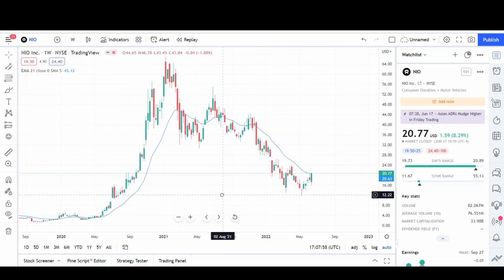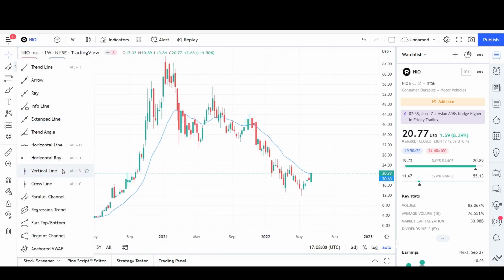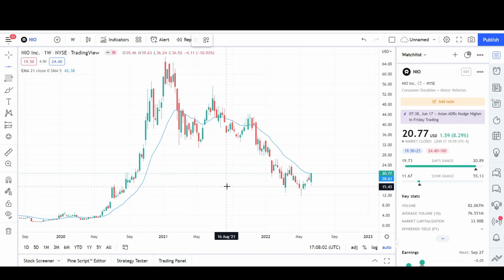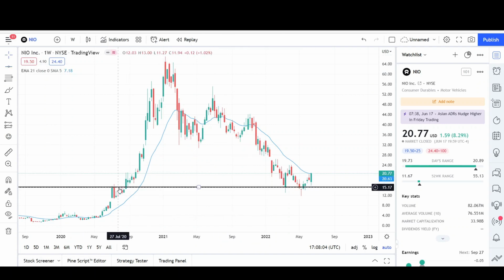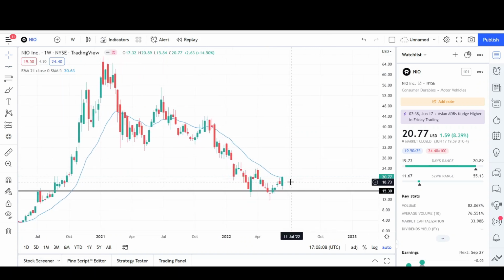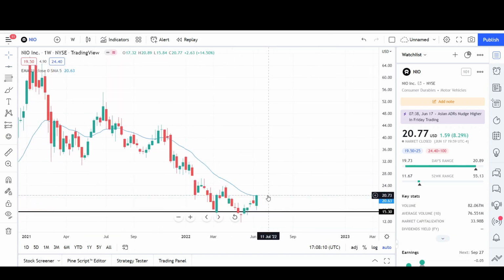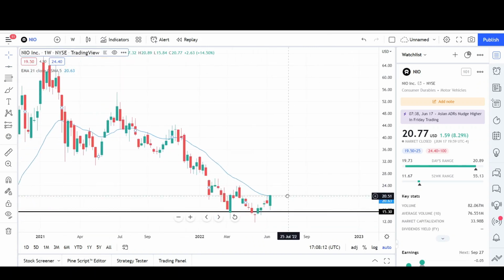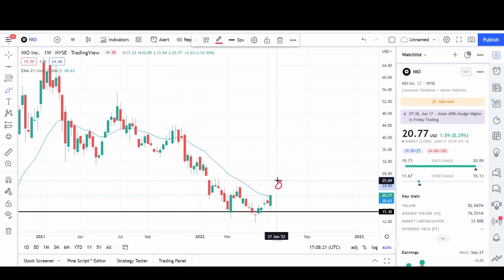And here we have the weekly chart for NIO, N-I-O. Put a horizontal line where prices found some support, which is right around this breakout level. You see that we bounced from here a couple times before continuing higher. Looks like we just closed right at the EMA this past Friday. So I think we might get a close above the EMA like we did back in November 2021. So the chart definitely looks bullish, at least in the short term.